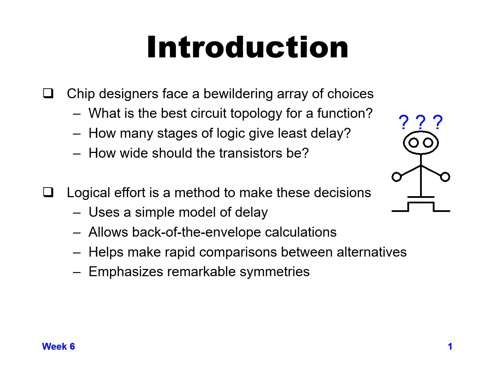Some of the questions you might ask is, what's the best circuit topology for a function? You have a lot of different logic gates that you can use, and you can use different combinations for different logic functions. How many stages of logic will give you the least amount of delay? You might initially say, oh, if we can do everything in one stage, that will be the fastest. But in reality, that's not the truth, and we'll go into some examples for that.